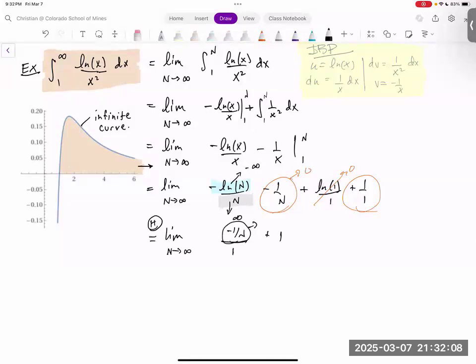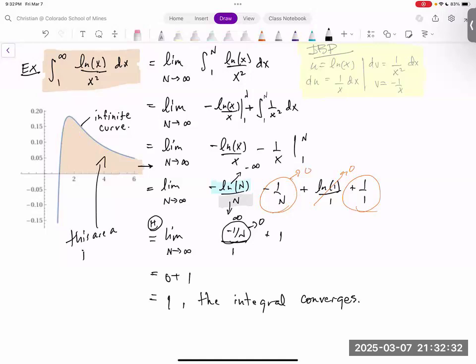This numerator now goes to 0. We get 0 plus 1. Area under the curve is 1. The integral does not diverge, it converges. So this area is 1, which should be strange to you a little bit, or it's finite. It's a finite area. Finite area under a curve that goes on forever.